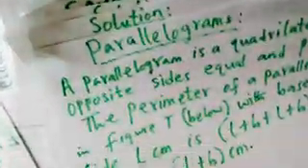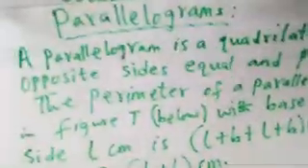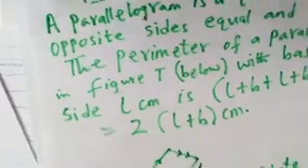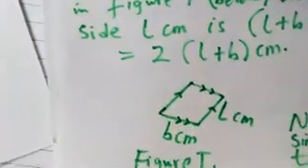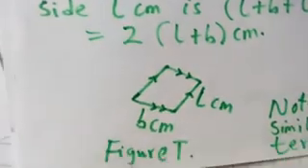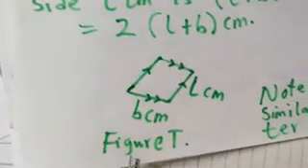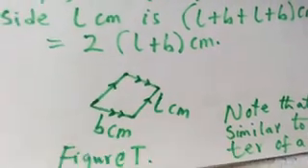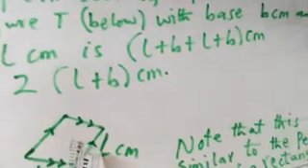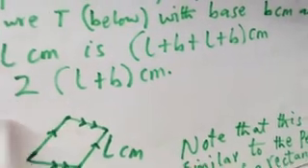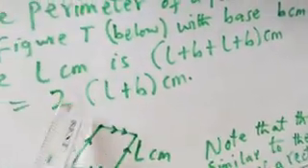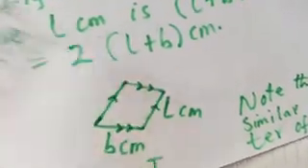So let's look at parallelogram. A parallelogram is a quadrilateral having opposite sides equal and parallel. The perimeter of a parallelogram, as in figure T, look at figure T here, is L plus B plus L plus B. Okay, you see that this side is equal to this side, so this length is equal to the length here. B here, which is the breadth, is equal to B here. So this is length, breadth, breadth.